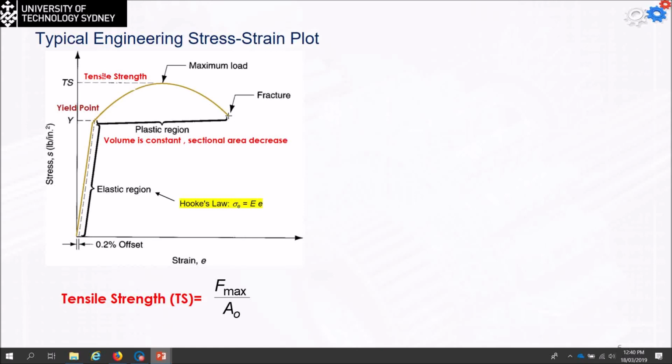Anything below the plastic region, we simply use Hooke's law to determine the value of the strain according to the value of the stress, by knowing the value of E.